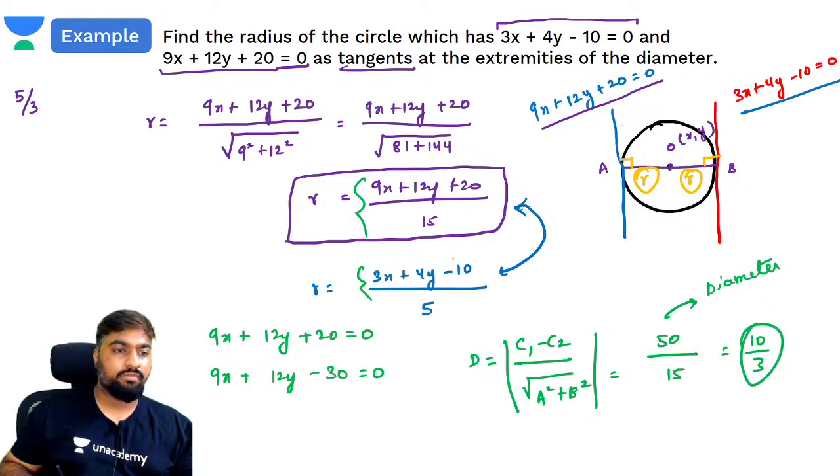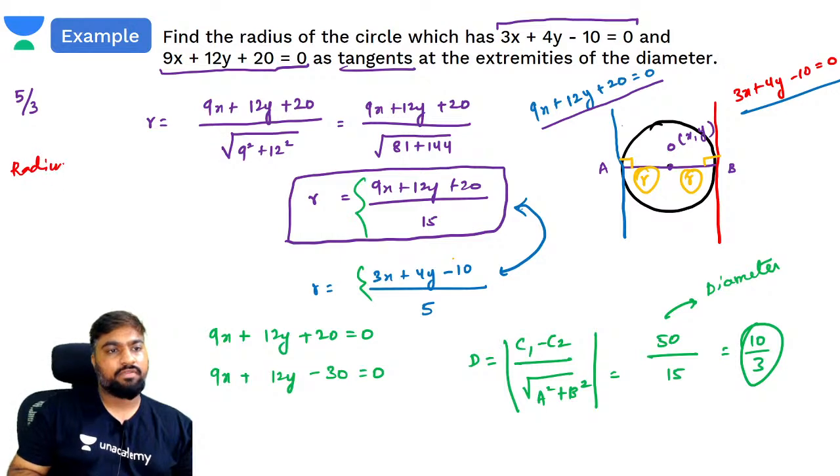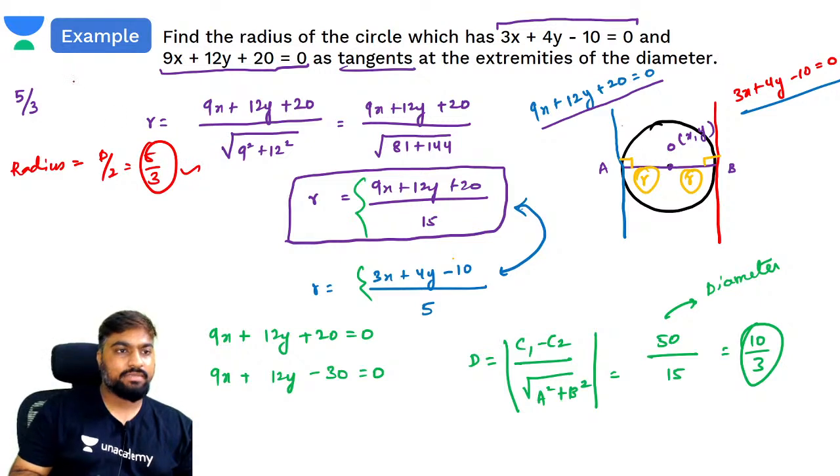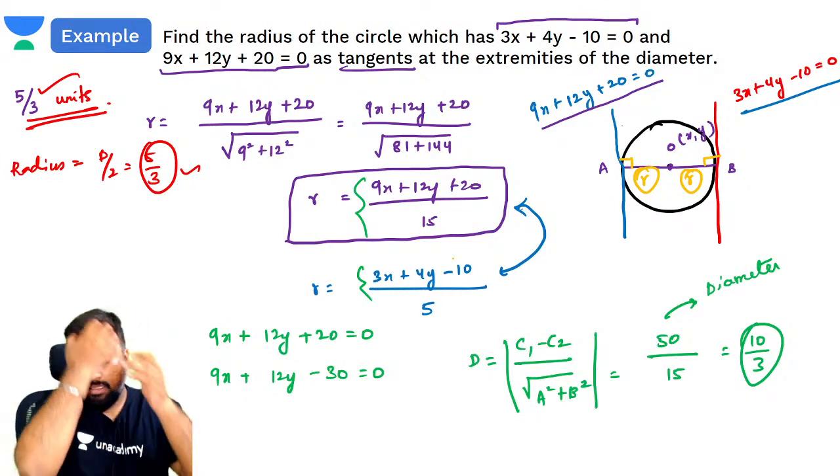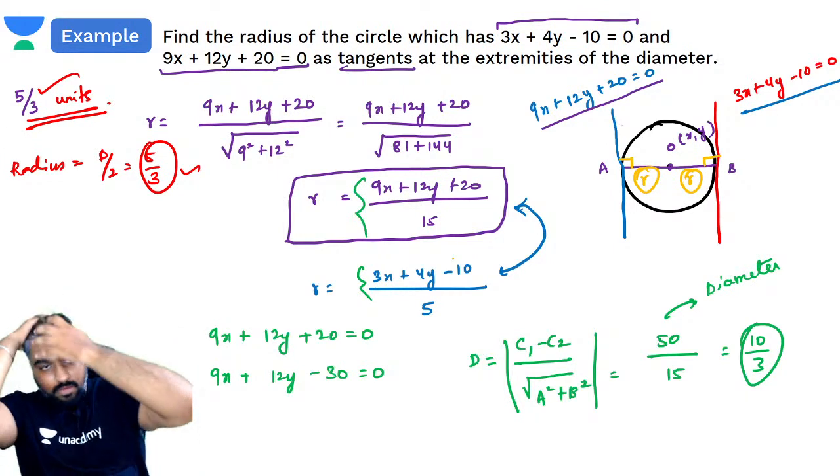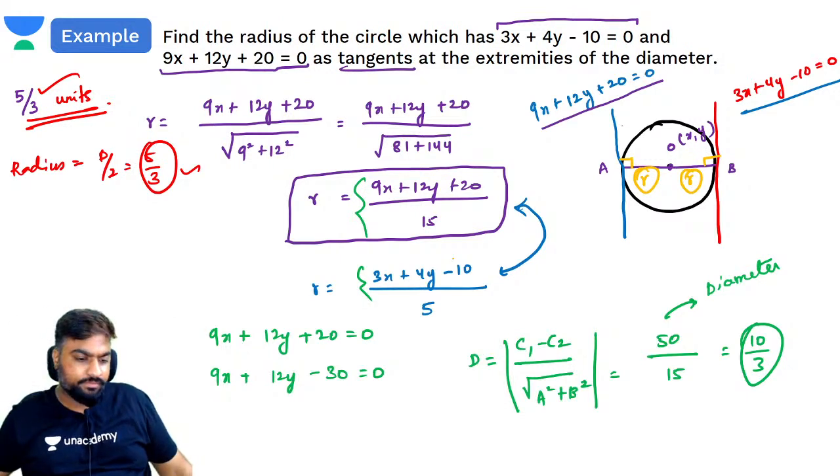But what do we want? We want the radius. So radius is given as what? Half of the diameter, which is 10 by 3 ka half, 5 by 3. Cool? आ रहा समझ में? So 5 by 3 units is the radius of the given circle. आया समझ में ये?